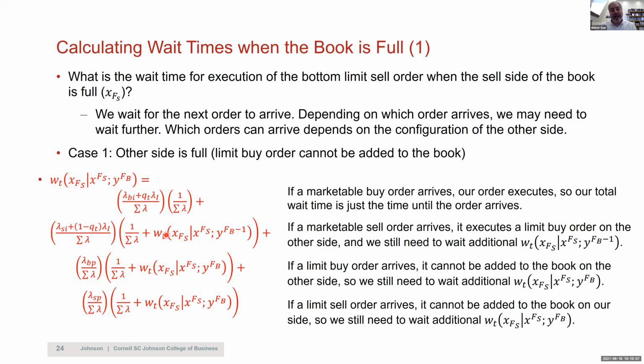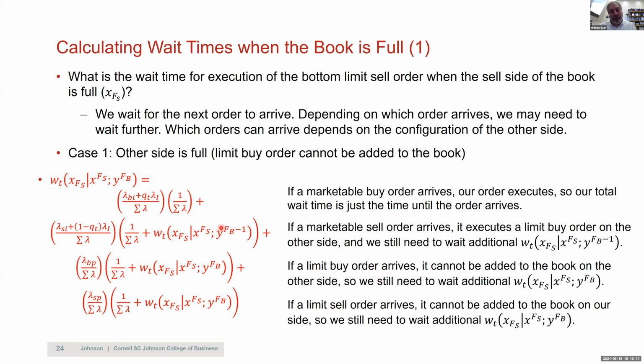How much? WT XF, right? I'm still the ask. Nothing happens on the sell side, but now the buy side is no longer full. It has FB minus 1. Okay, and if a limit buy order arrives, we know that both sides of the book are full. She will simply leave, and I'll have to wait exactly the same time. The same thing with the sell. So I enumerated those 4 possibilities. I can rearrange. This is simply a linear equation that gives me my wait time for execution in terms of the wait time for execution of my order if the book is no longer full but has FB minus 1.